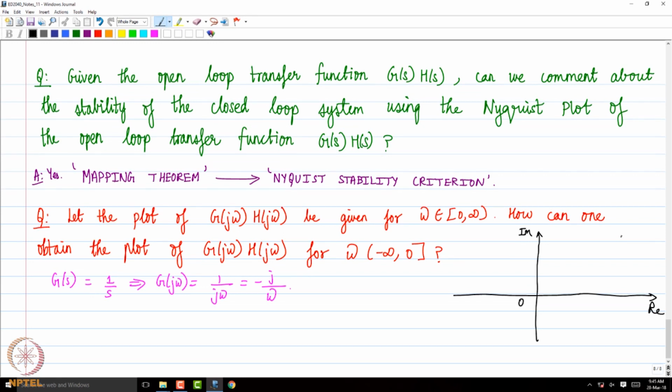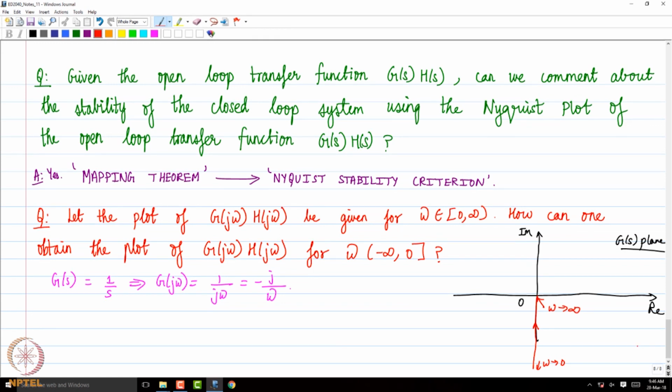Let us plot. What was the Nyquist plot when it came from 0 to infinity? As it reached infinity, where did it go? We did it yesterday, right? The Nyquist plot was the negative imaginary axis. This was omega tending to 0, and this is omega tending to infinity. Let us say it is the other way around. When it goes from minus infinity to 0, what do you think will happen?